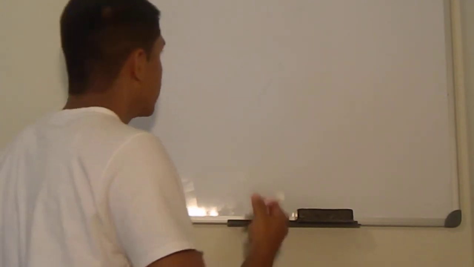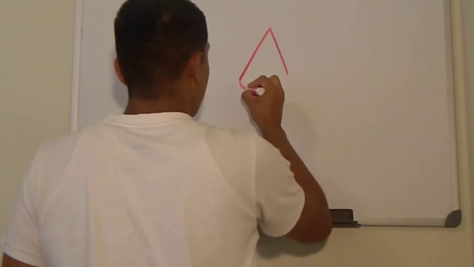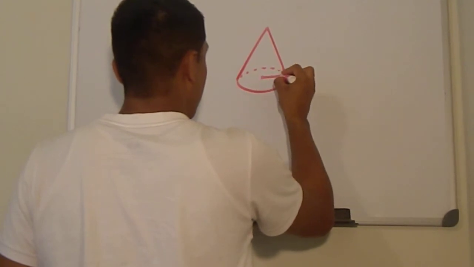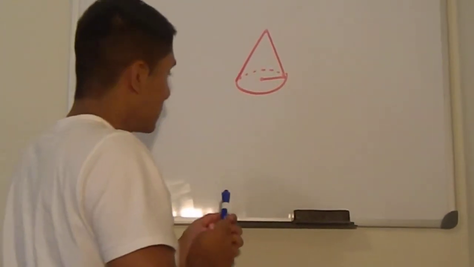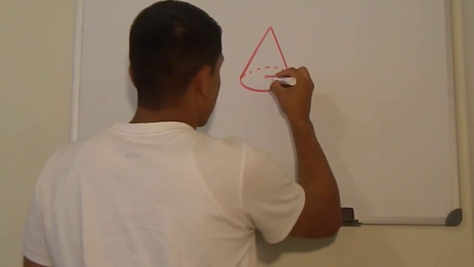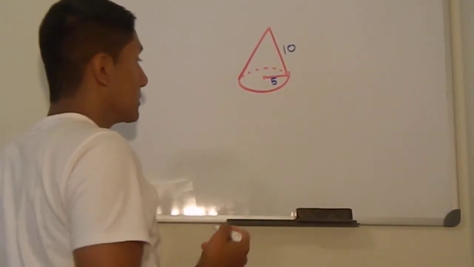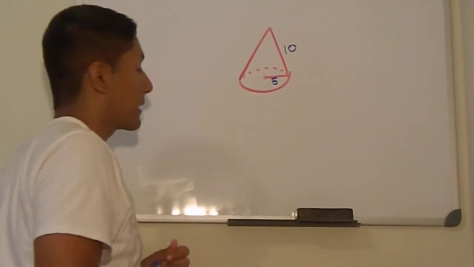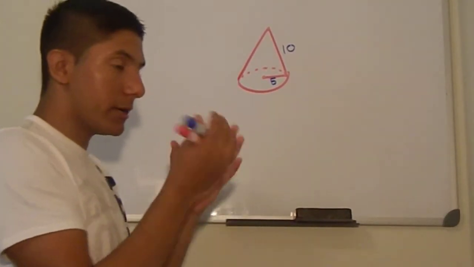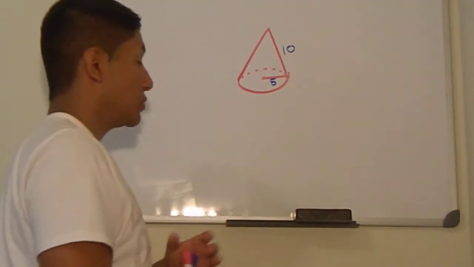So we have a cone. We have our radius and our slant height. Let's see, we'll use 5 and 10. Some pretty easy numbers. Alright, so basically surface area is just the area of the faces of a three-dimensional geometric figure.